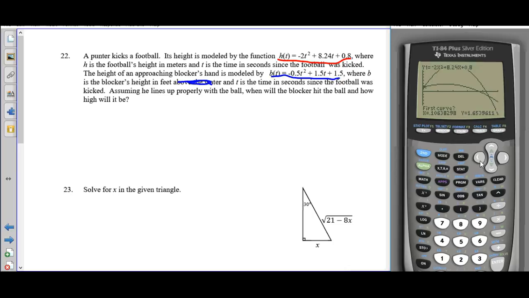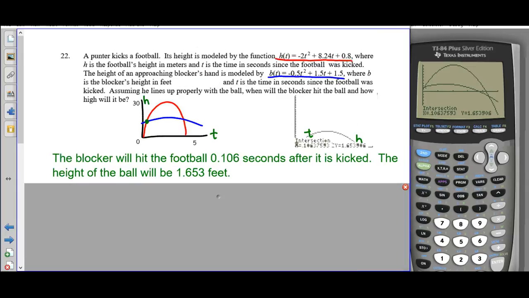And then I'm going to hit enter for the first curve, enter for the second curve, and enter for my guess. And it says that they do intersect at 0.1 seconds. By the way, you notice that the blocker here, it looks like he started to jump before the punter actually kicked the ball, which would make sense if you're trying. Okay, so where is our intersection point? The t, the time, was the 0.1, so I said the blocker will hit the football 0.106 seconds after it was kicked, and then the y would be the height, so the height of the football will be 1.653 feet. I gave units with my answer and wrote my answer as a sentence.